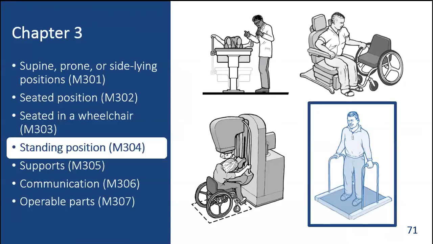All right, so we talked about positioning in a supine, prone, and sideline position. Also, the seated position, where you can transfer onto a surface. And then we just talked about requirements when you remain seated in the wheelchair. So now the focus really has all been generally about people using mobility devices. And now we've come to our final equipment category, which is standing position.